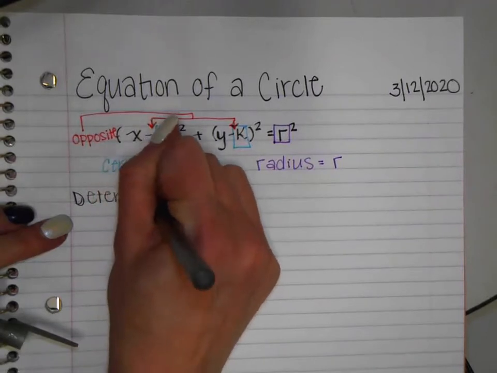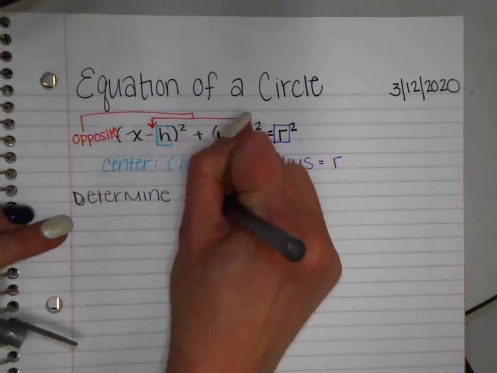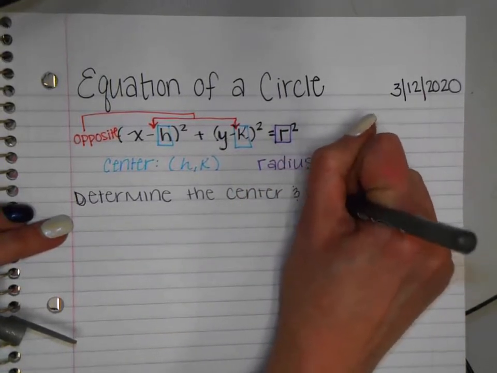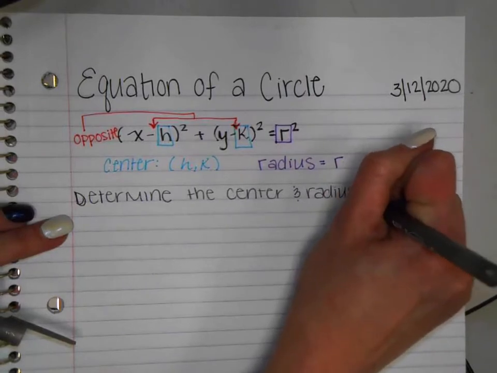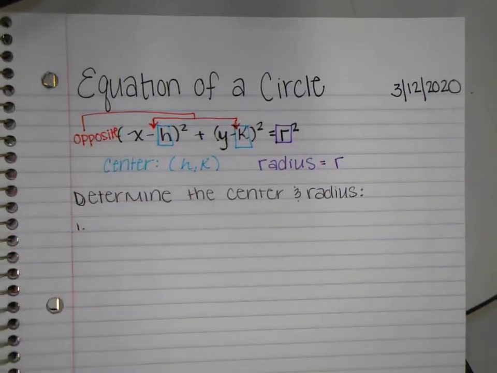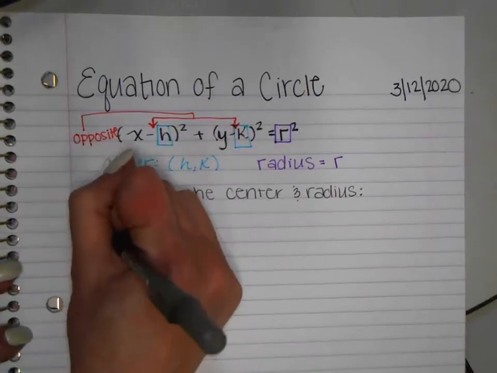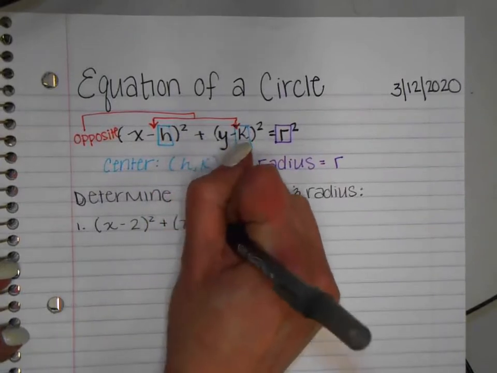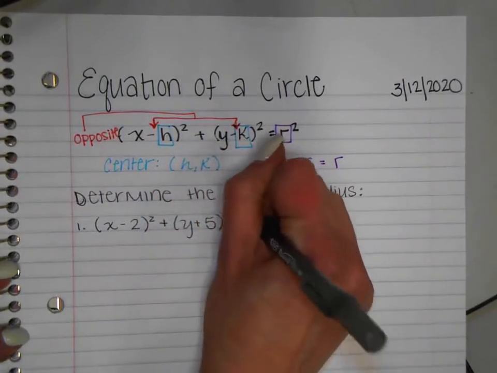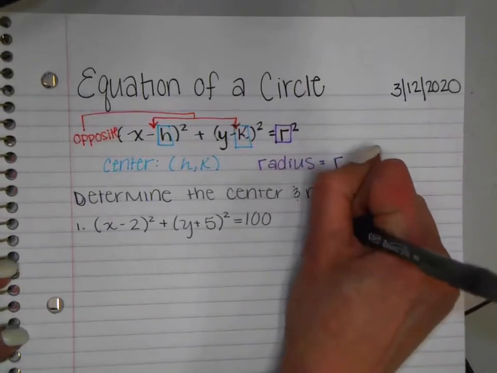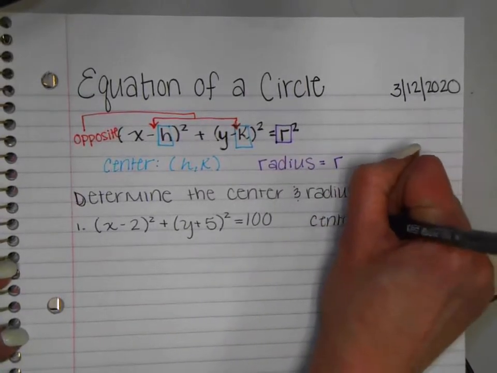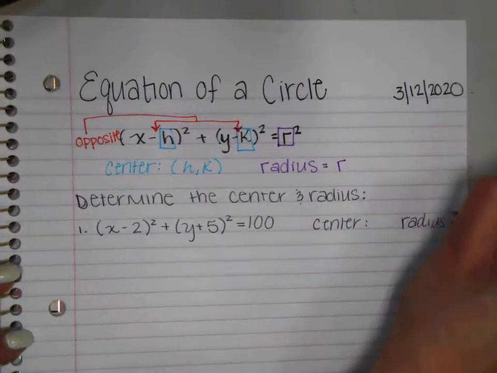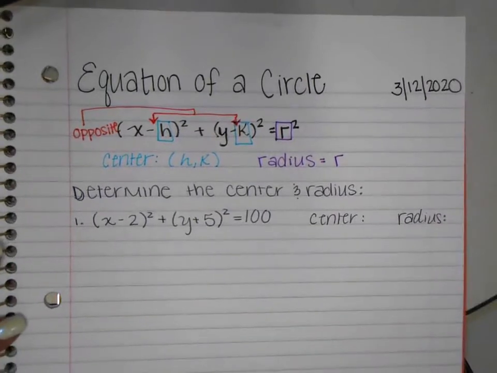So we're going to determine the center and radius from our equation. So if we were given the equation x minus 2 squared plus y plus 5 squared, and we said that equals 100, we're going to be asked what the center is and what the radius is. And we should just be able to pick it right out of the equation.